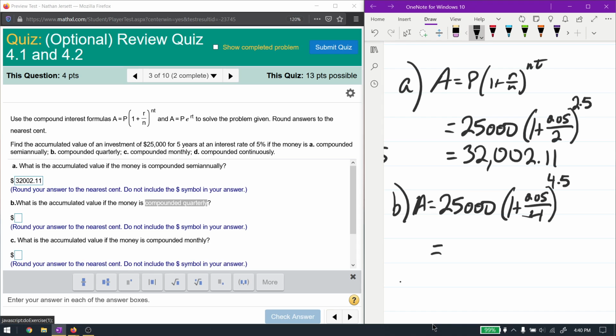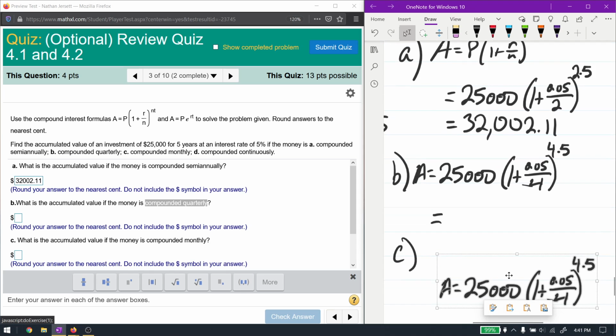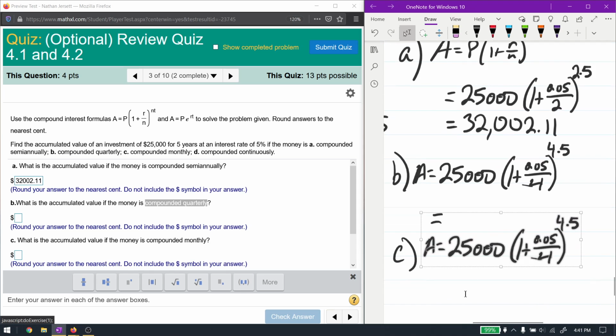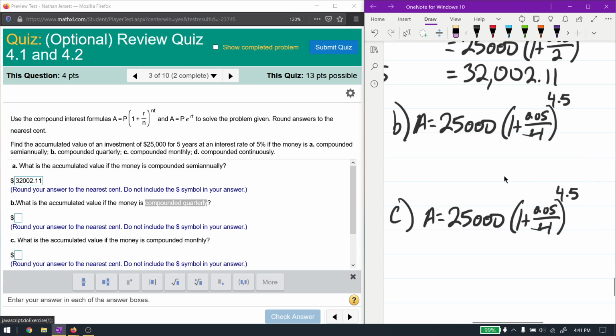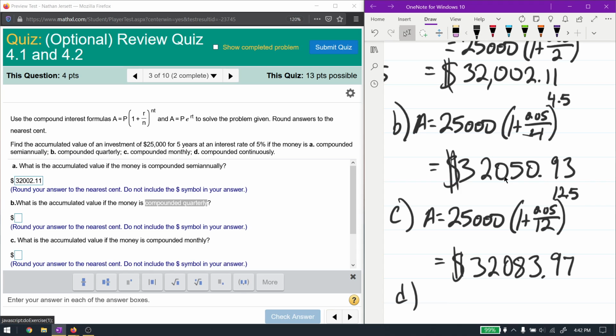For the last one, part C, I'm again taking the whole thing and all I'm changing is N. I shouldn't say last part, I should say the third part. The last part's the continuously compounding one. And it's per month, so it's going to be 12. And part D I will talk about in just a moment. So let me get these numbers for you.